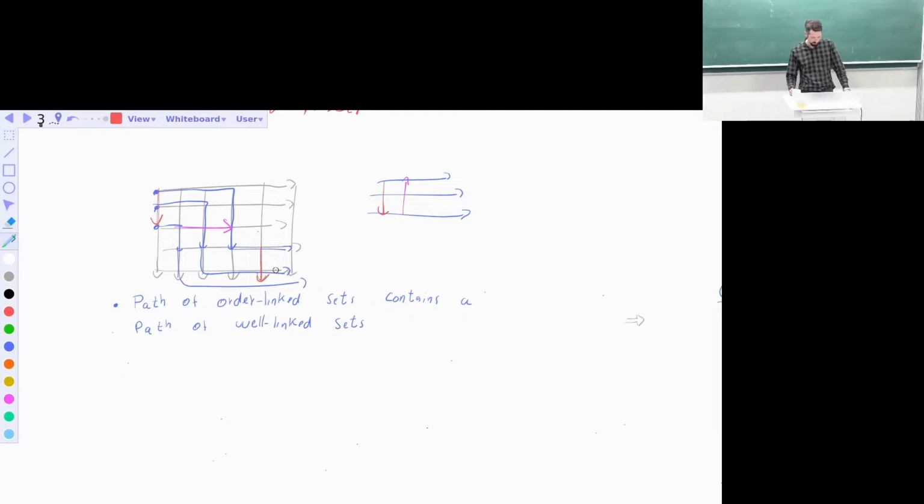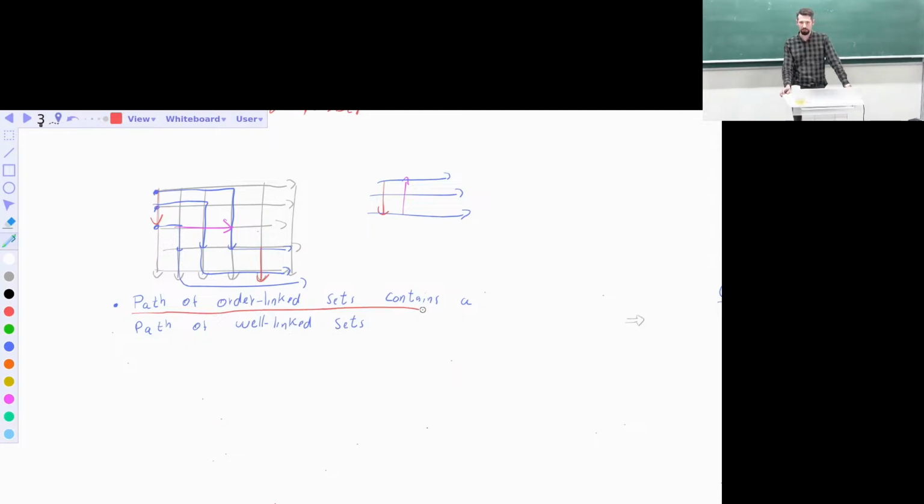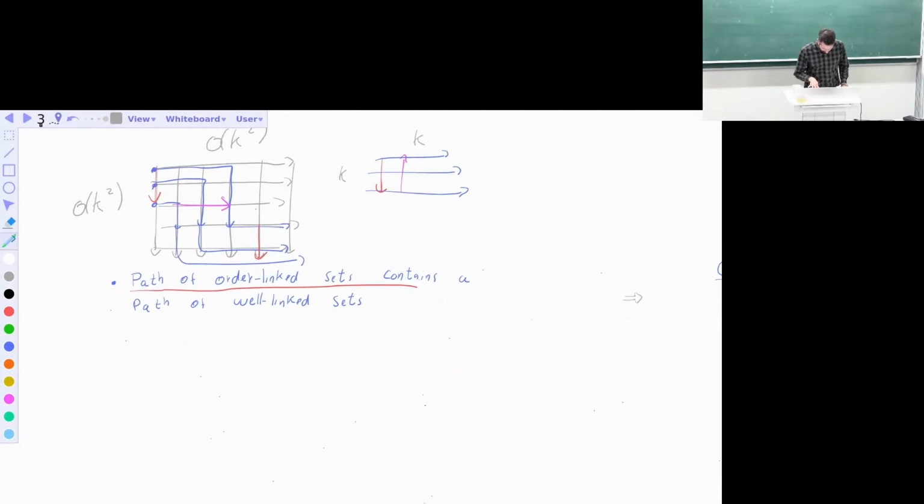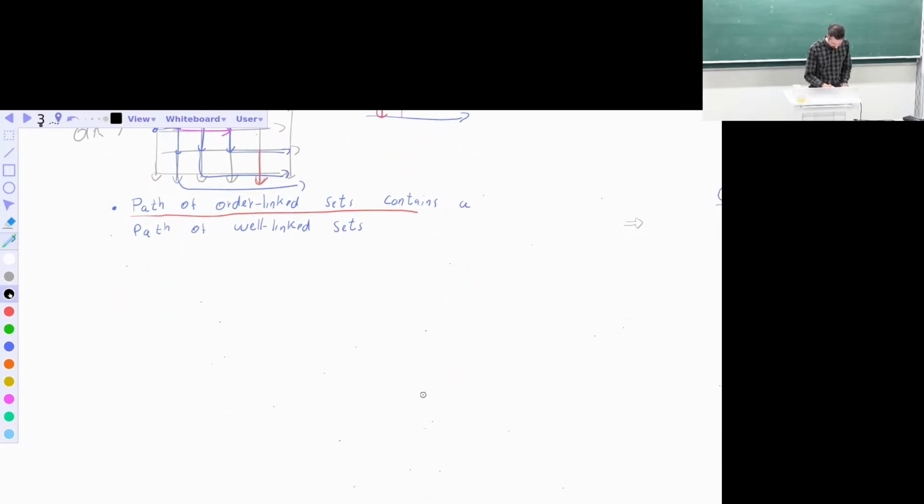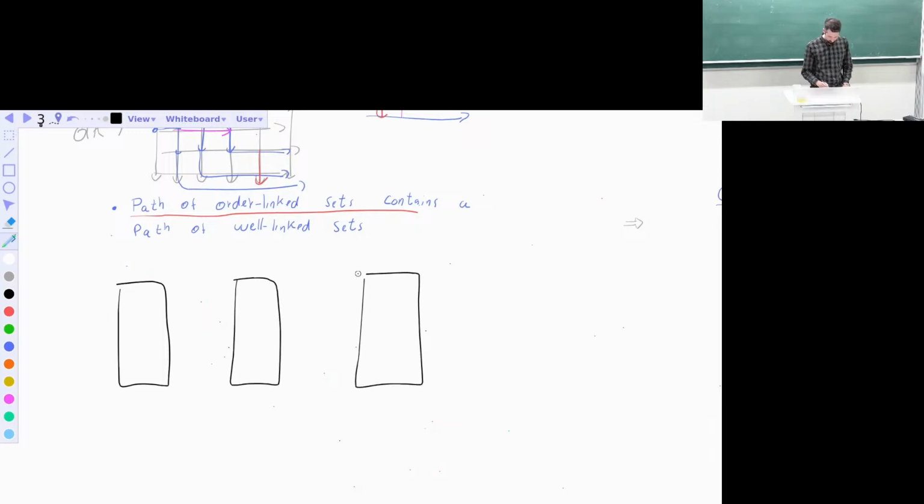And so what we expect is that if the path of linked sets is doing what it's supposed to be doing, then it must also contain a path of well-linked sets. Another observation is that if this fence has size k by k, we need the grid to have size something like O of k squared by O of k squared. So you just pay a quadratic function to go from the cyclic grid to the fence. So let's see what happens with the path of linked sets. Let's say I have my clusters here, and I have my sets A and B.